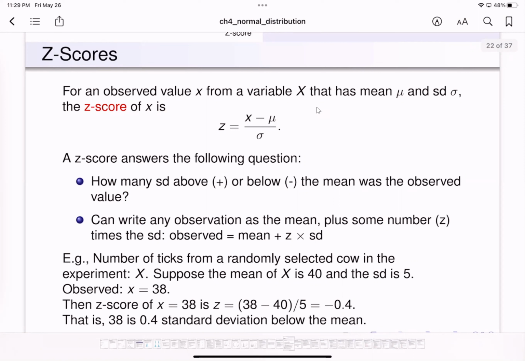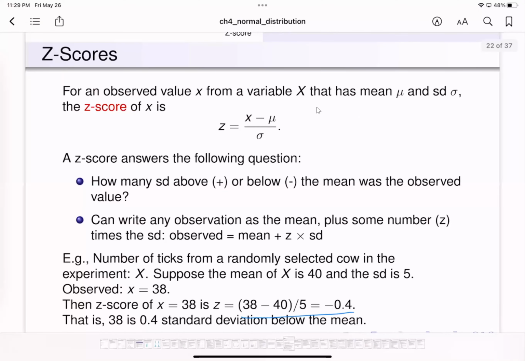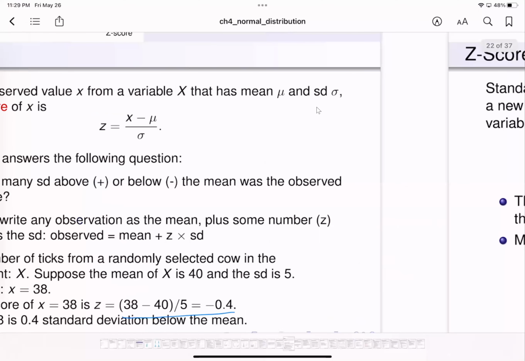In the text example, if we observe 38 and the mean is 40, standard deviation is 5, then when we compute this z-score, it's 38 minus 40, divided by 5, which gives us negative 0.4. Then we know that this 38 is about 0.4 standard deviations below the mean. Earlier we already considered two-thirds of a standard deviation below or above the mean, and this is only 0.4 below the mean, so that's not very rare, and the probability can easily be quantified with just negative 0.4 alone.